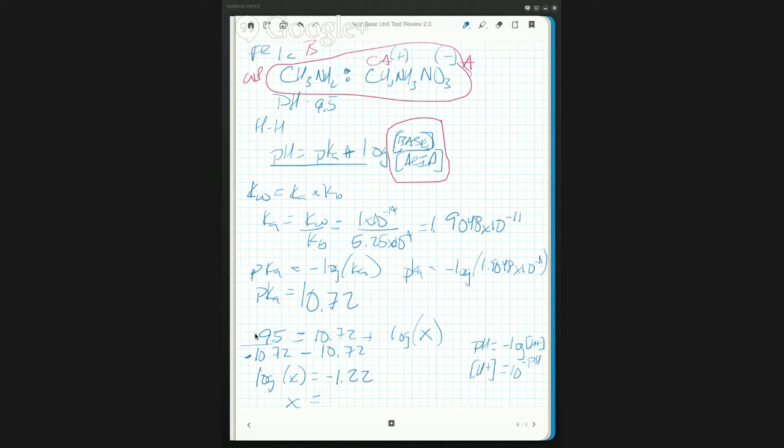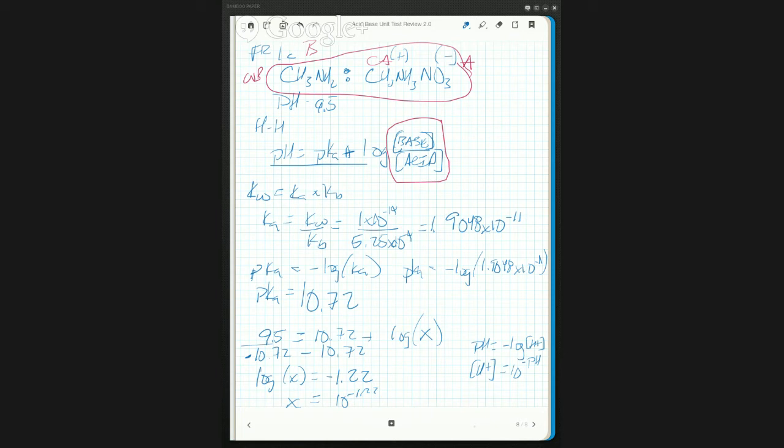Well, over here, the negative is already over there. We could divide both sides by negative 1, and we could make that negative log of x. So since it's already here, you are not canceling it out, I guess is what I'm trying to say. 10 to the negative of 1.22. I believe that's right. Second function, 10 to the x.